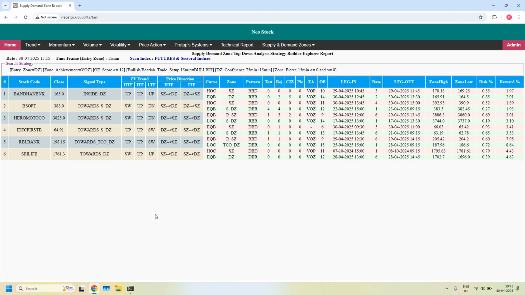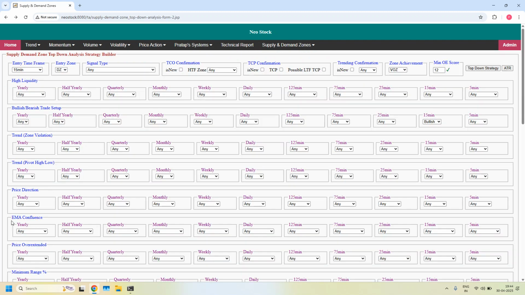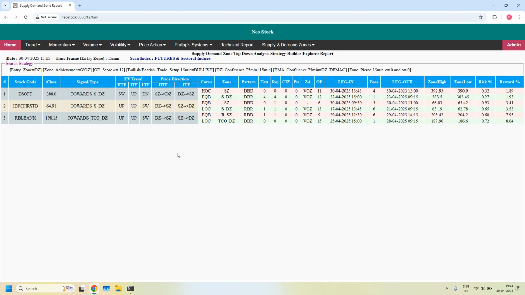So let's verify if any of the 75-minute demand zones are having daily EMA confluence. In that case, the overlapped 15-minute demand zones might be having more high probability to get success. So I am going back to the EMA confluence at 75-minute time frame. I am selecting the filter 75-minute demand zone having daily EMA. With this filter, we got 3 stocks. So these 3 15-minute demand zones might be having more high probability to get success. Maybe that is the reason why Birla Soft is already tested 4 times and IDFC First Bank is already tested once.